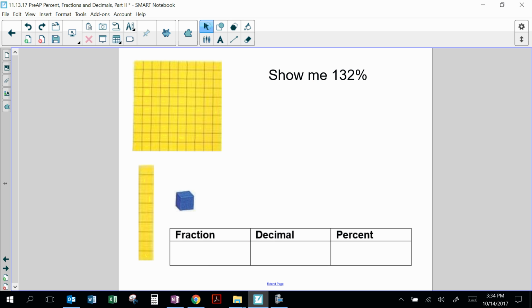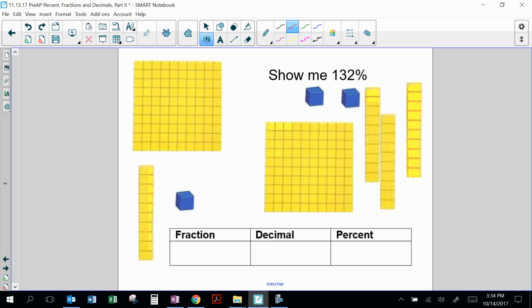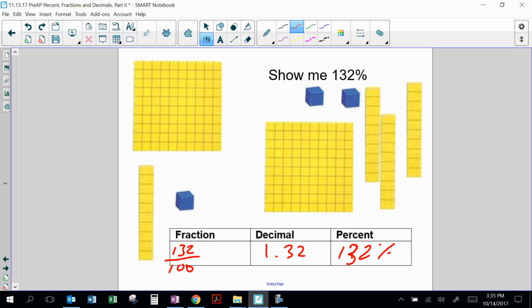Show me 132%. 100, 10, 20, 30, 31, 32. So this represents 132%. Let's look at this closely. I see 1 whole square, and I see 32 hundredths. A percent means 132 per 100. Could I simplify this? Can 100 go into 132 one time? 32 hundredths. That's where we get this 1 and 32 hundredths.